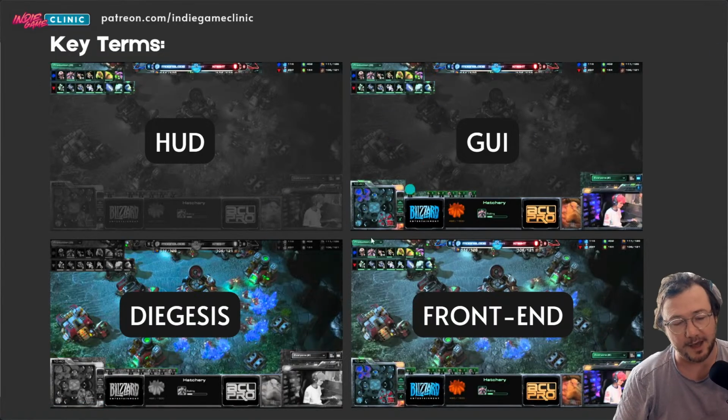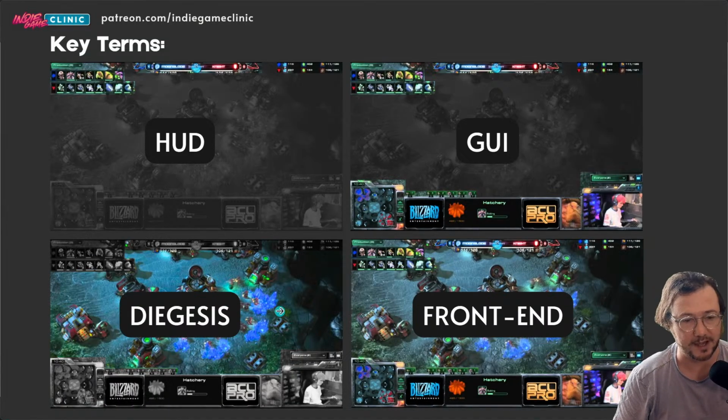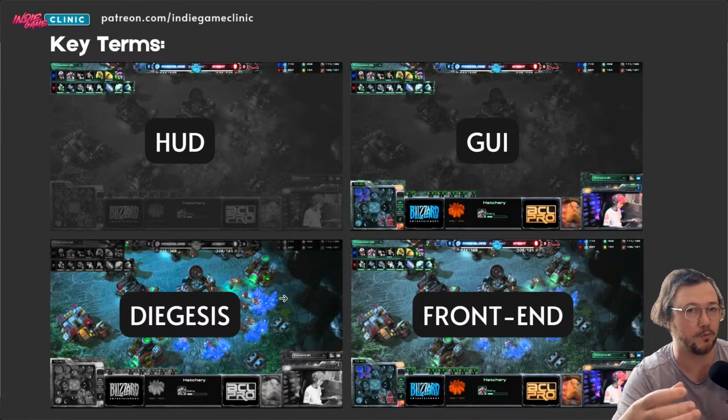The term diegesis in the bottom left just refers to the fictional world that we're looking at in a piece of media. So, for example, if we think of a film, the diegesis is the world that the characters inhabit, and if we say something is diegetic, then it's happening in that world. And when we say something is non-diegetic or extra-diegetic, then it's happening outside of that world.